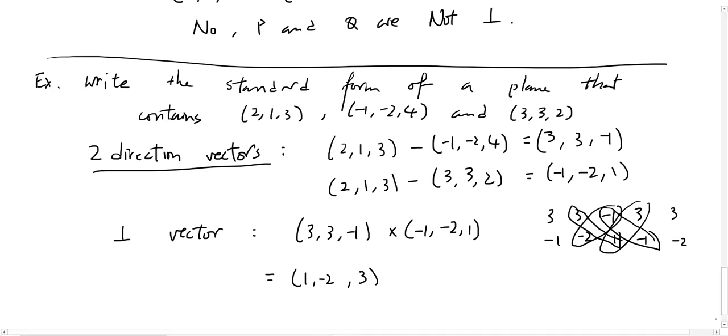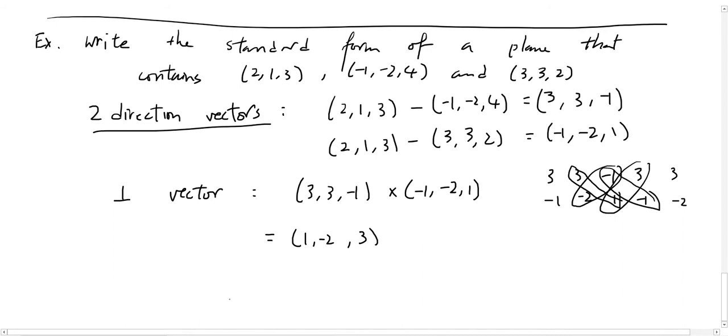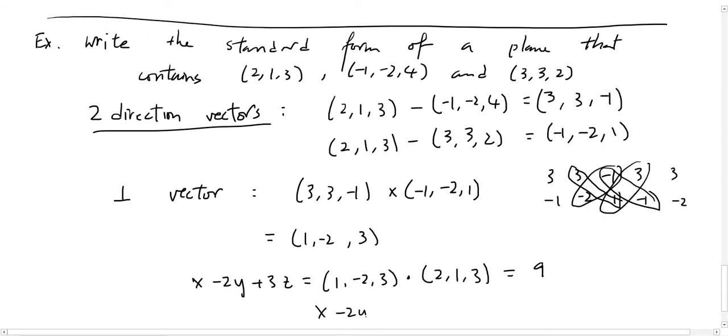So now I can go ahead and form my plane. My plane would be x minus 2y plus 3z equal to, I need the dot product between the perpendicular vector and any one point on the plane. But I do have 3 points, so I'm going to just pick any one of them. I'm going to just do 1, negative 2, 3, dot product 2, 1, 3. So that would be 2 minus 2 plus 9, so there will be 9. So my plane is x minus 2y plus 3z equal to 9.